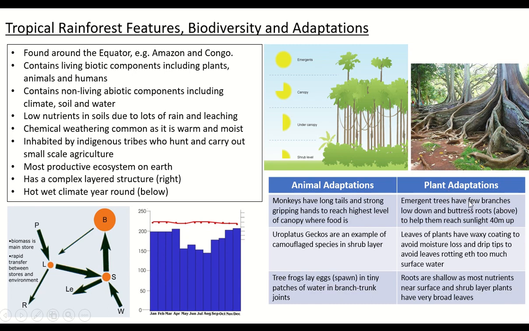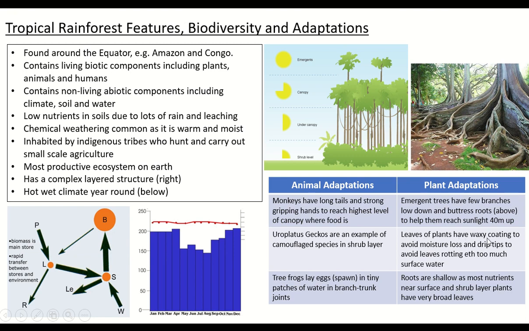In terms of plant adaptations, emergent trees, these really tall ones here at the top, have very few branches, and what they do tend to have is these buttress roots, which you can see. Now they are like stabilizers. They help a really tall tree, 40-50 meters high, support itself without having branches there as well. The reason it doesn't have many branches is because if it did, it would get stuck trying to get through the canopy. So it's important to be as narrow as they possibly can be, to get that sunlight.